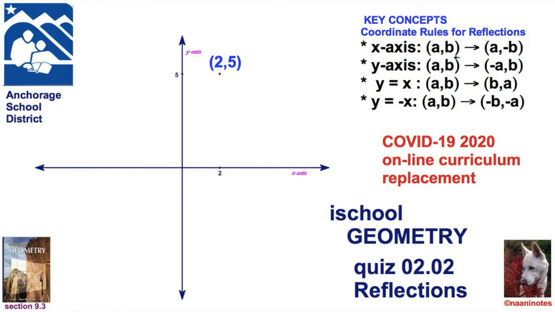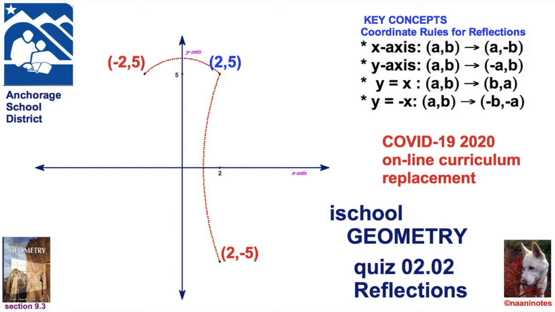(a, b) goes to (a, opposite of b). Well, 2, 5 is going to be 2, negative 5. So your point is going to flip all the way down there. That's a reflection in the x-axis. Let's take that same point, the 2, 5, and let's reflect it in the y-axis. (a, b) goes to (opposite of a, b). So it's going to be negative 2, positive 5. And we reflect like that.